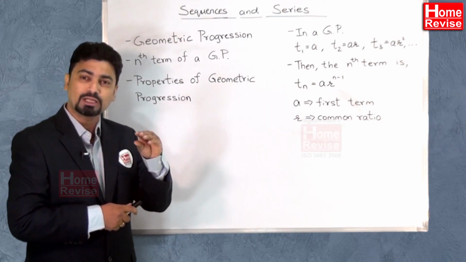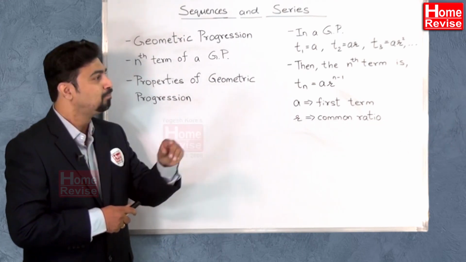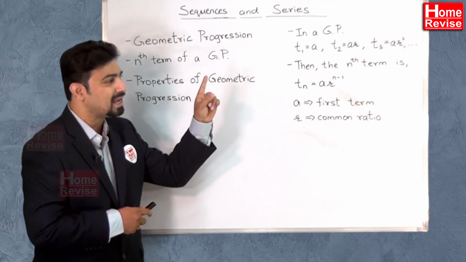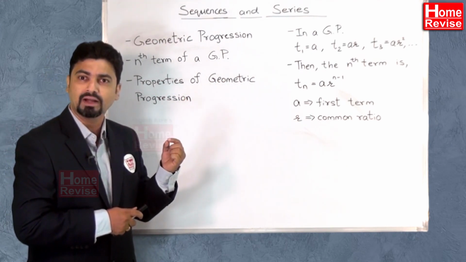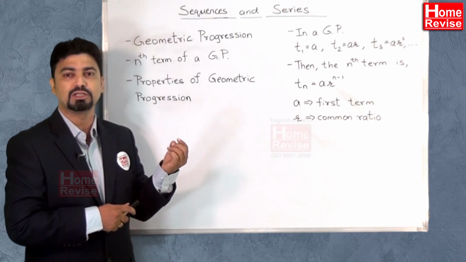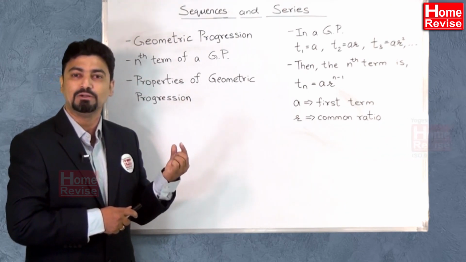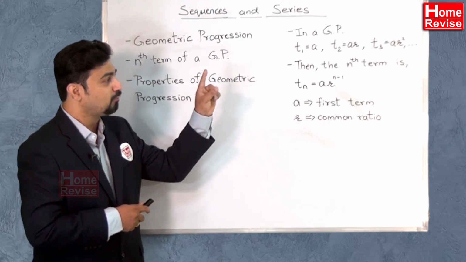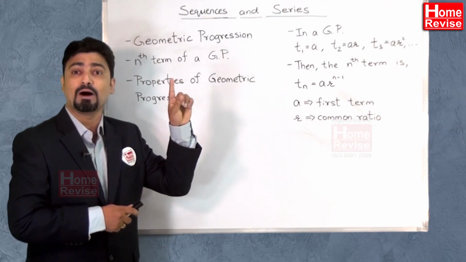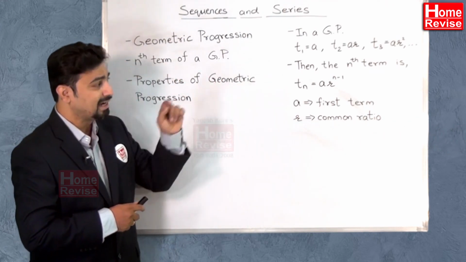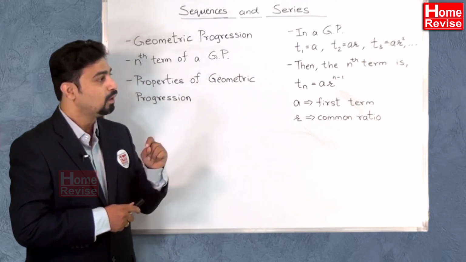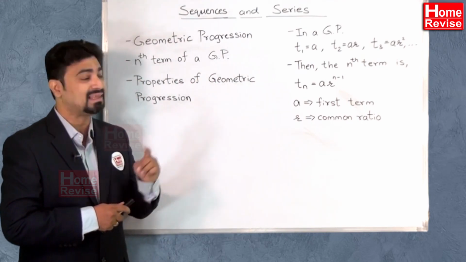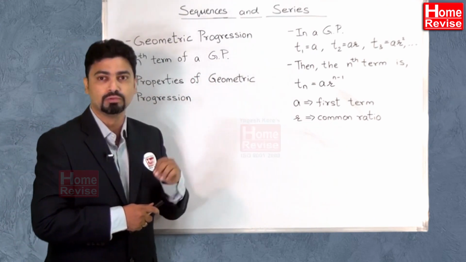Now students, if you observe carefully, the first term I denoted as A, I can say that it is A into R raised to 0, because R raised to 0 will be 1. So A into R raised to 0. So for the first term, R has the power 0. For the second term, we can see that R has the power 1. For the third term, I can see that R has the power 2.